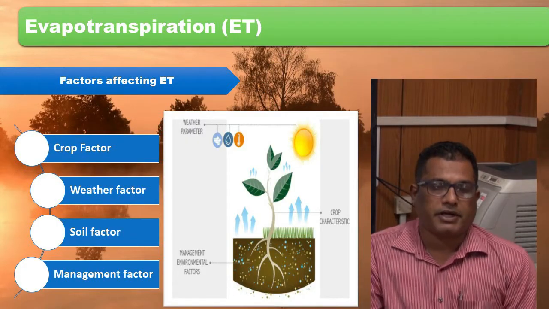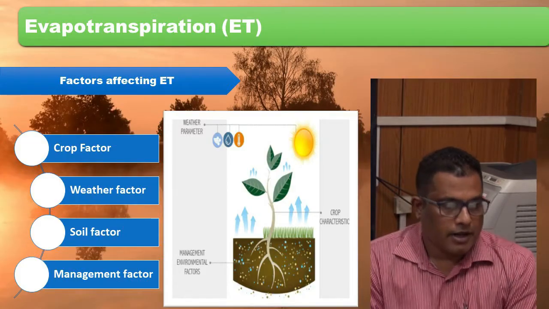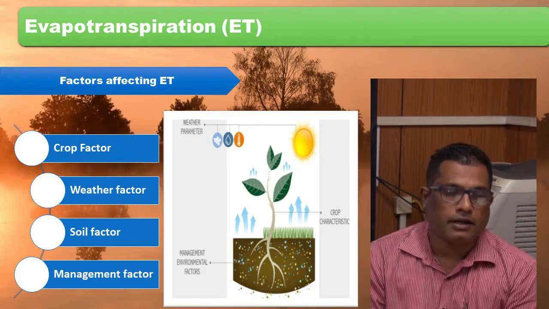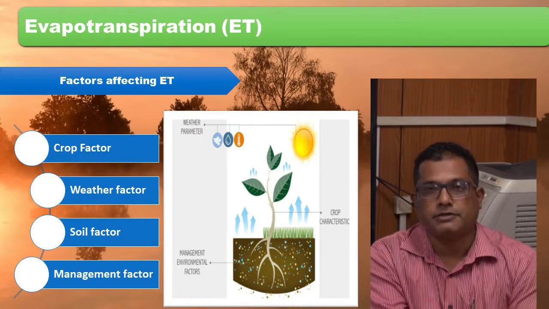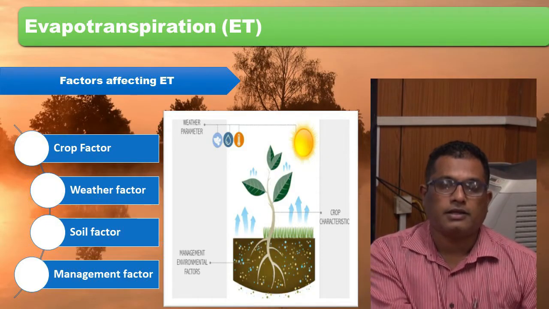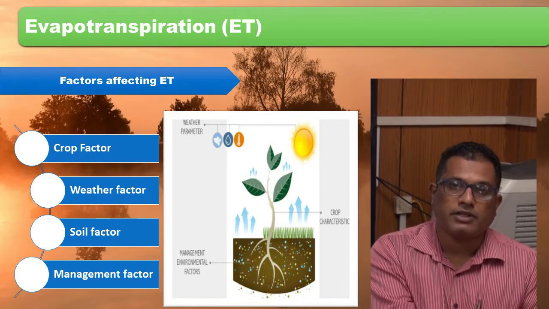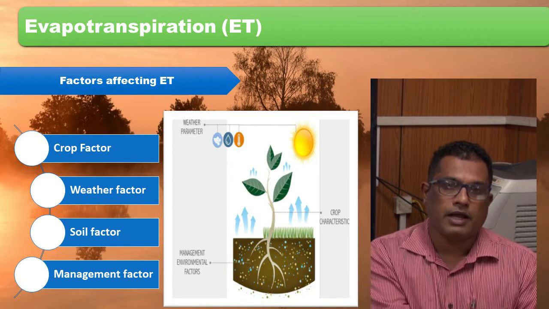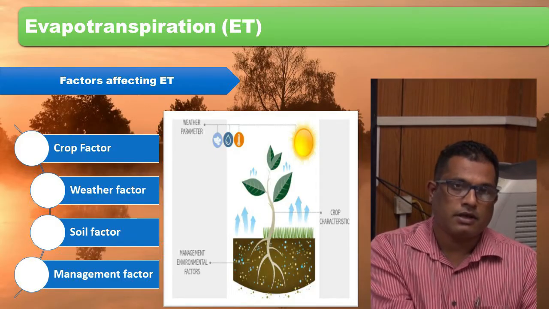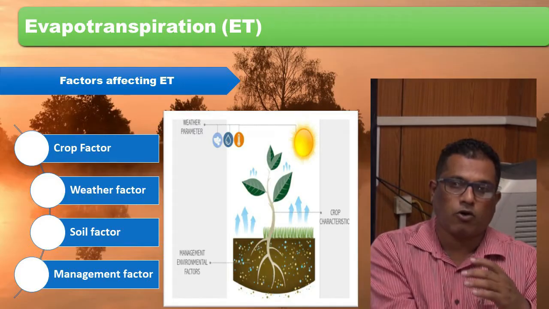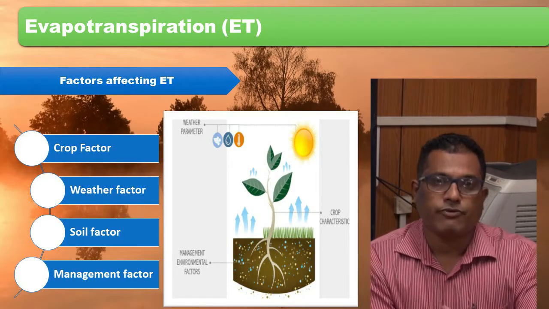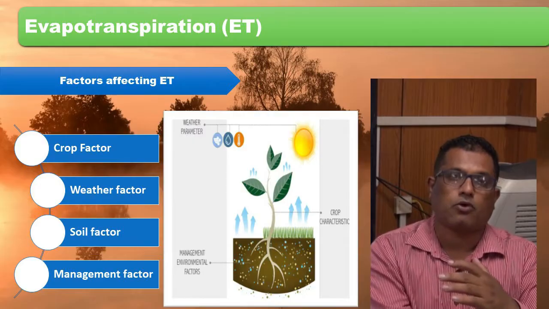Coming to factors affecting evapotranspiration, they can be broadly classified as crop factor, plant factor, soil factor, and management factor. Crop factor includes the crop cover, the plant height or its canopy, or even the root density. If you have a good crop cover, then the surface area, which is measured through leaf area index, would be high, and through this higher leaf area index, more stomatal opening would be there, more transpiration will be there. So evapotranspiration will be more from a place where the plant height is very good, the place where crop cover is more.